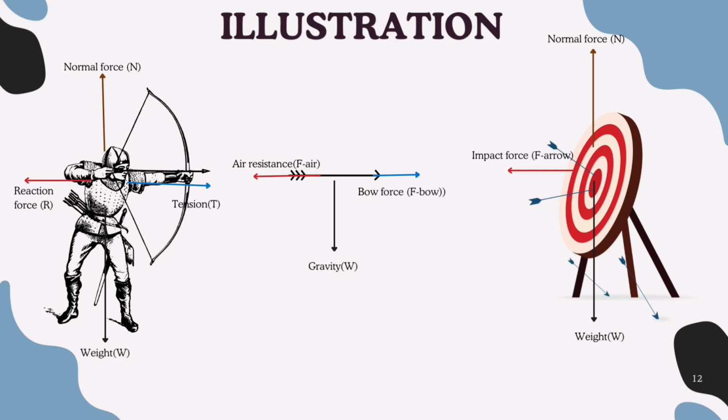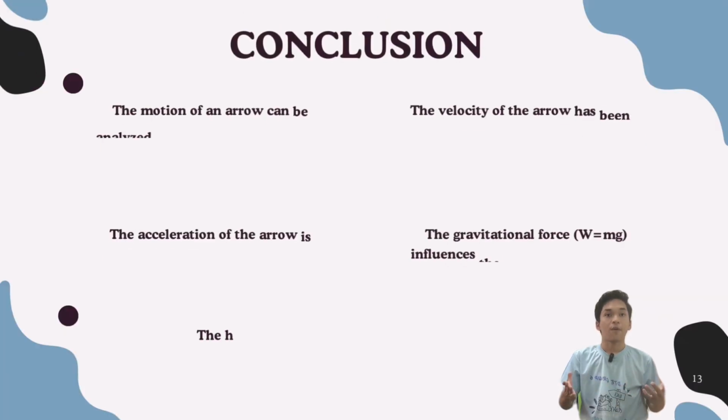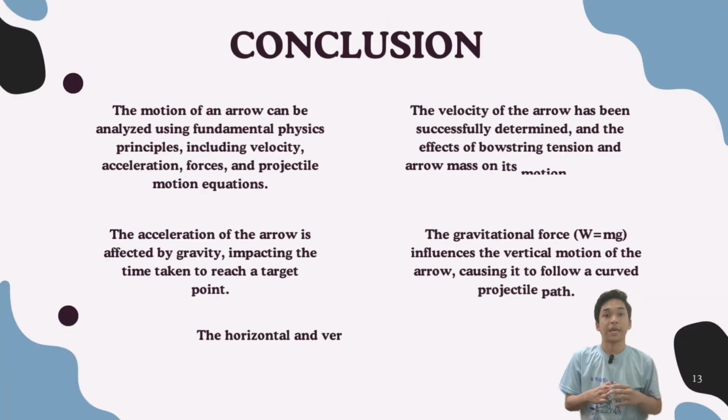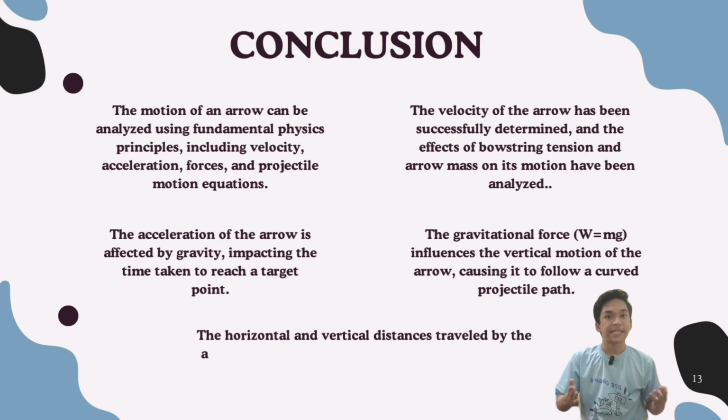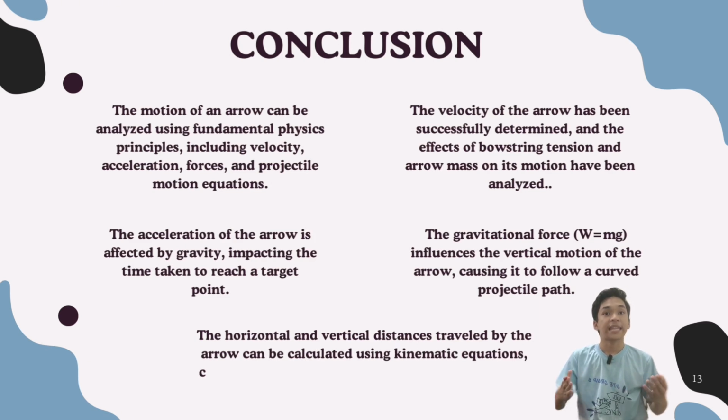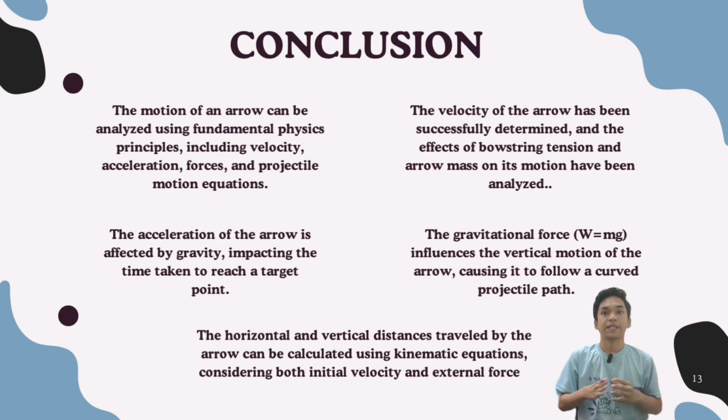In summary, our analysis of an arrow's motion demonstrates key physics principles such as velocity, acceleration, forces, and projectile motion. We successfully determined the velocity of the arrow and examined how bowstring tension and arrow mass influence its motion. Additionally, we observed that gravity plays a crucial role in affecting acceleration, which directly impacts the time it takes for the arrow to reach its target.